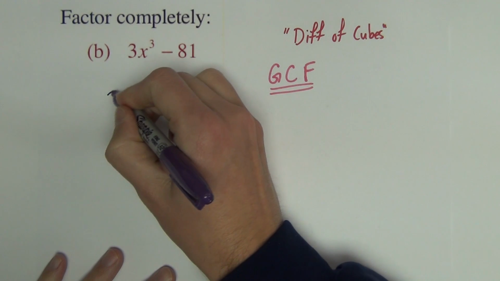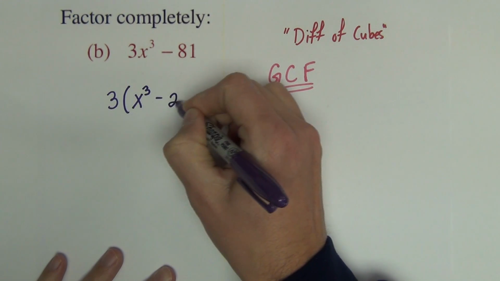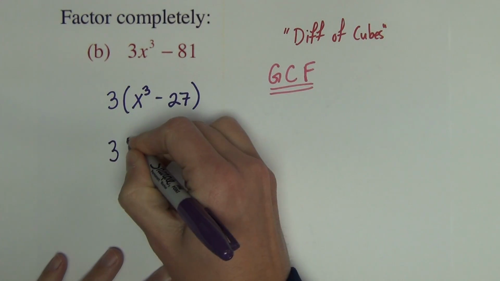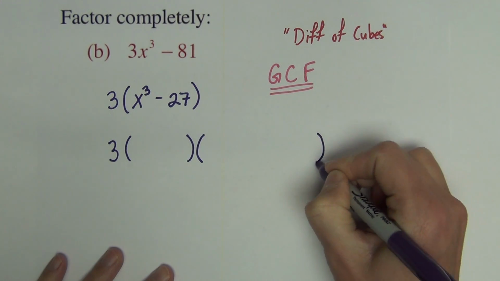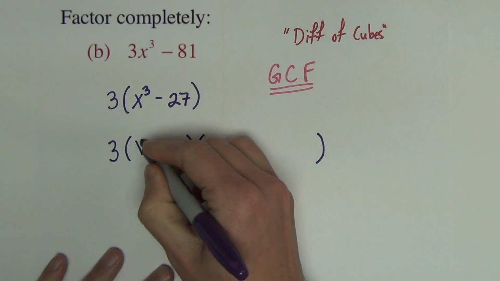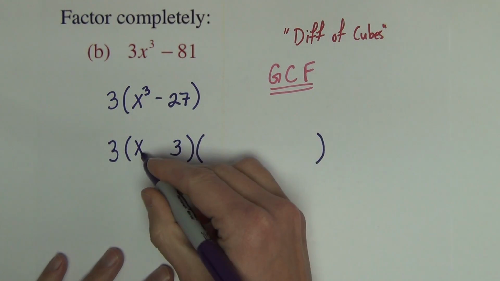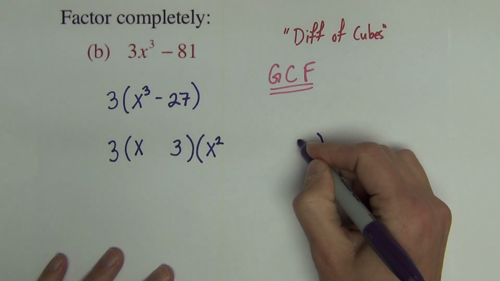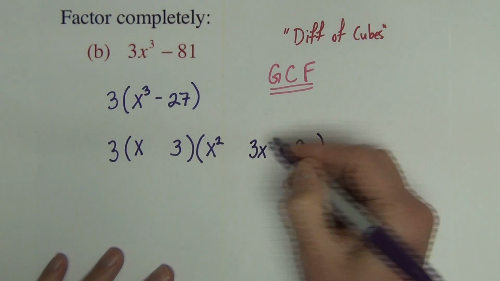Greatest common factor here is 3. Divide by 3, we're left with x cubed minus 27. With the cube factoring formula, they factor into a binomial and a trinomial. We take the cube roots of the terms respectively for the binomial, x and 3. And then to get the trinomial, we square the x on one end, we square the 3 on the other end, we multiply them together for the middle.